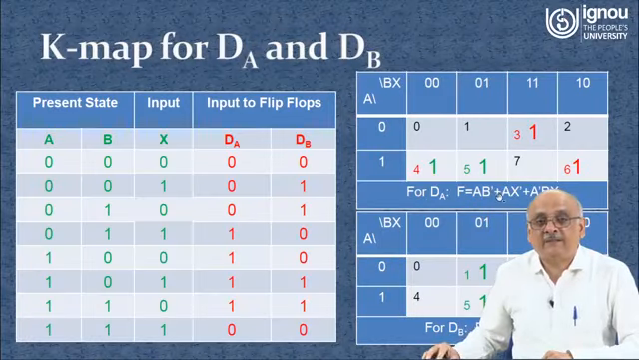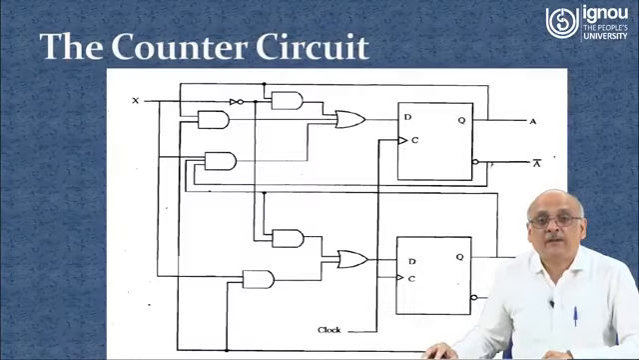And the second term is AX prime. X has to pass through a NOT gate, so A is coming from here and X prime is here.